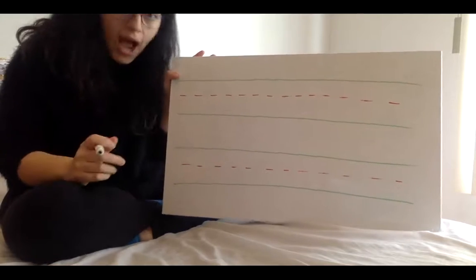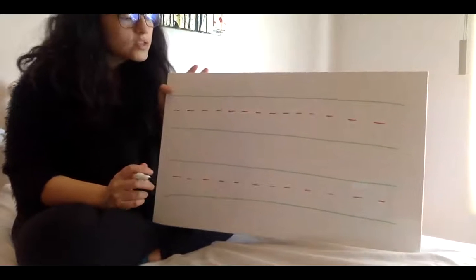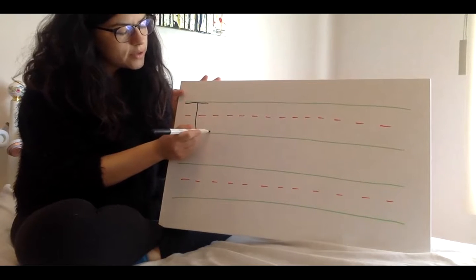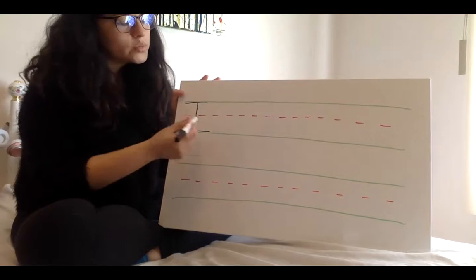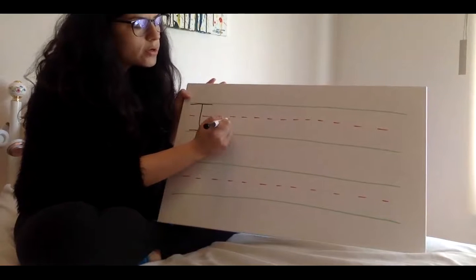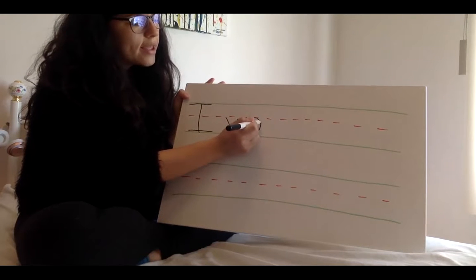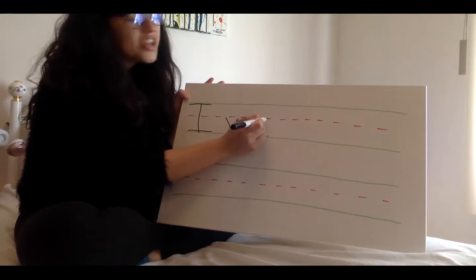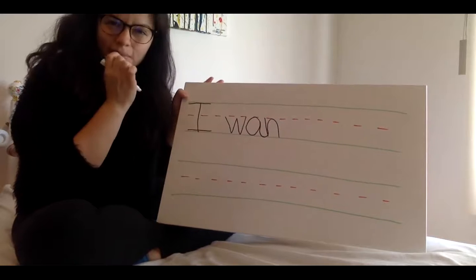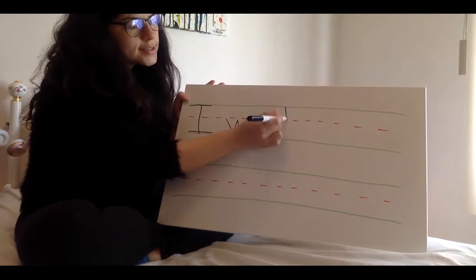My first word is I. So it has to be an uppercase I. Starts on top, down, across. My next word is want. So I'll put a finger space. W, W. It's an A. N. See how I'm sounding out my letters as I'm saying the word slowly? Want. T.